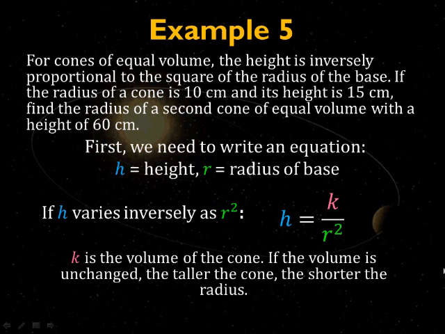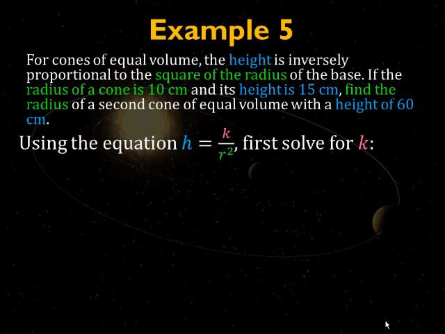K represents the volume of the cone. We know that the cones are of equal volume. It doesn't change. So if you think of it this way, if you have a cone, the taller the cone is, the radius is going to be shorter. The shorter the cone, the longer the radius. Alright, so now let's solve for K.